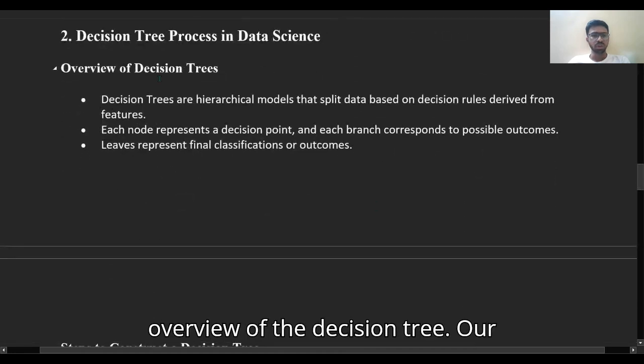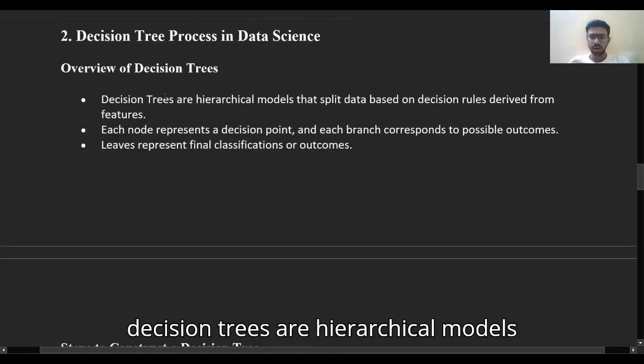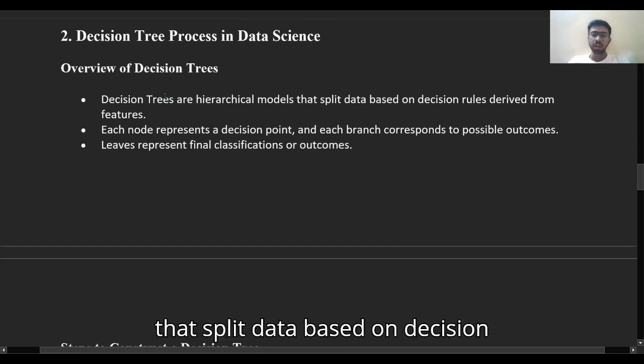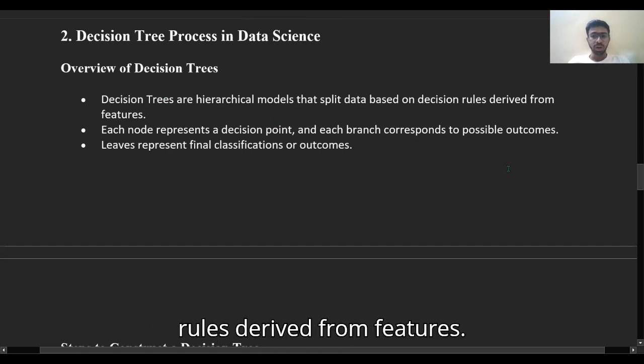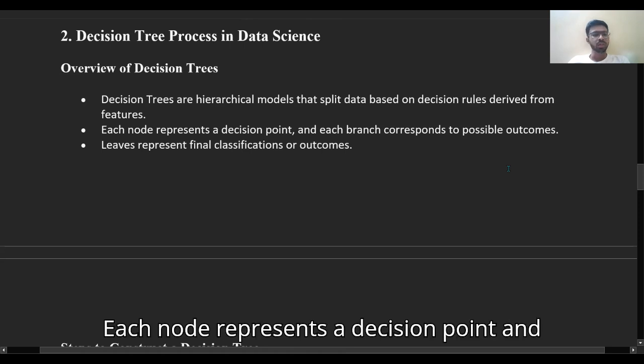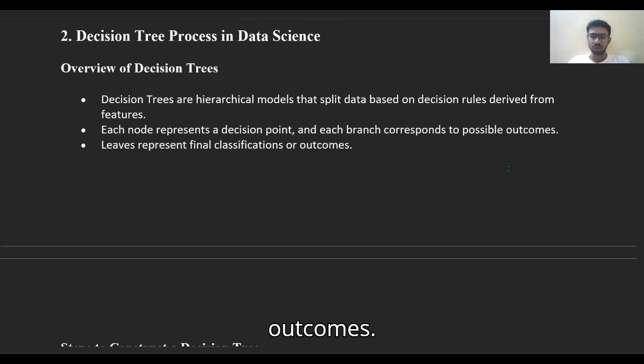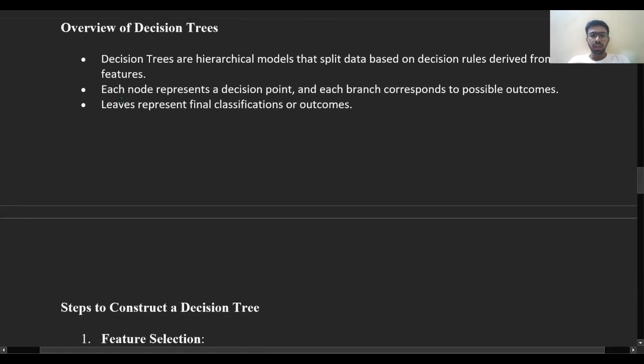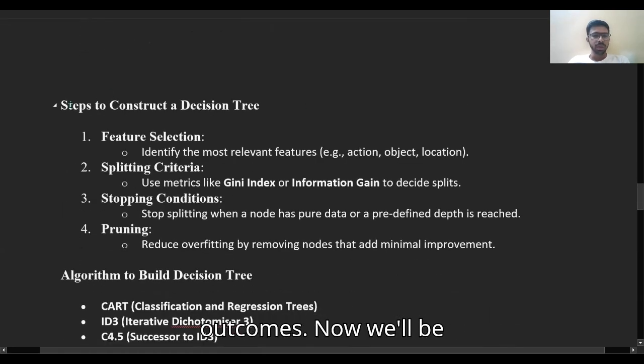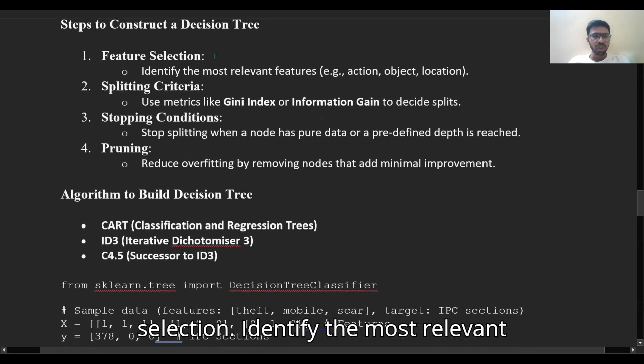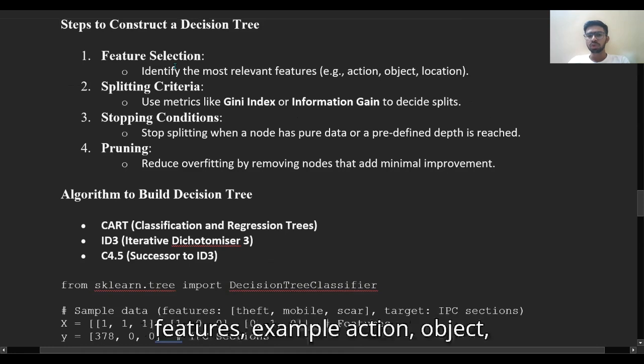So, an overview: decision trees are hierarchical models that split data based on decision rules derived from features. Each node represents a decision point and each branch corresponds to possible outcomes. Leaves represent final classifications or outcomes. Now we will be discussing the steps to construct a decision tree. First is feature selection: identify the most relevant features, for example action, object, locations, etc.